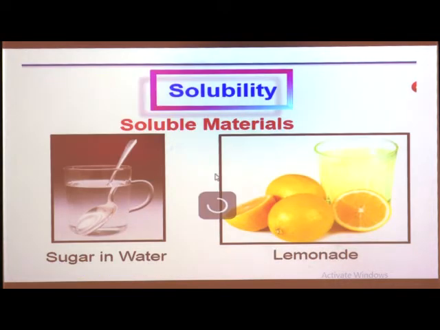The next property is solubility. Soluble materials. Now you can see, students, the materials which get dissolved in the water are soluble materials. For example, you can take a glass and pour water in it and then add 1 or 2 spoons of sugar in it and just stir it, so that after 1 or 2 minutes you can find that the sugar gets dissolved in the water. So the sugar is called the soluble material which gets dissolved in the water.